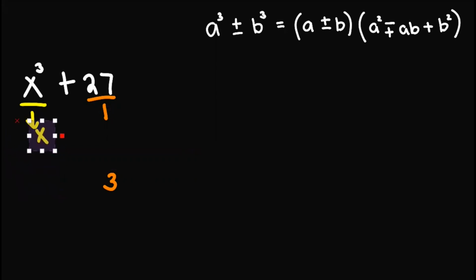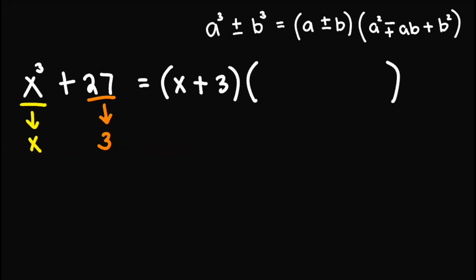So with that one, let's take note of this too. We can now write out the factored form of this binomial. So this one out here is first the cube root, which is x, copy the sign, cube root of the second term, which is 3.